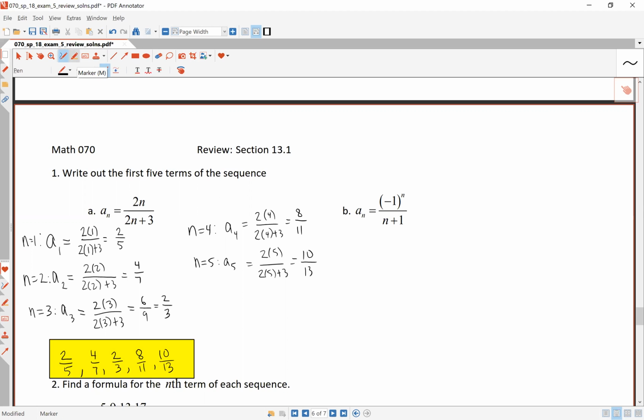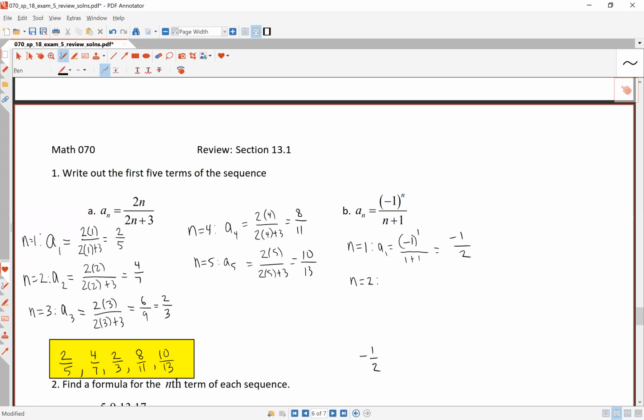In letter B, the first 5 terms of the sequence, the first term is found by setting n equal to 1. We have -1 to the first power divided by 1 plus 1. -1 to the first power is -1, and 1 plus 1 is 2. So the first term in the sequence is -1/2.